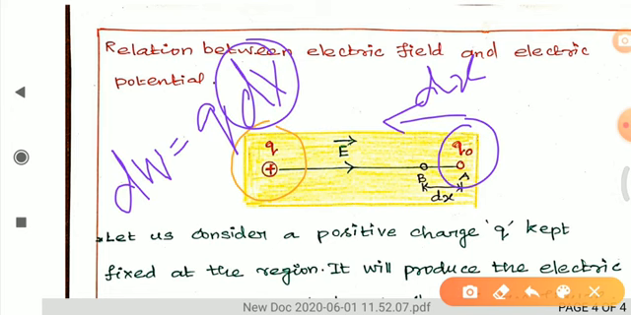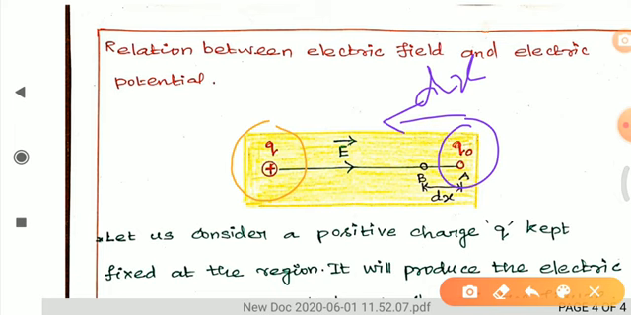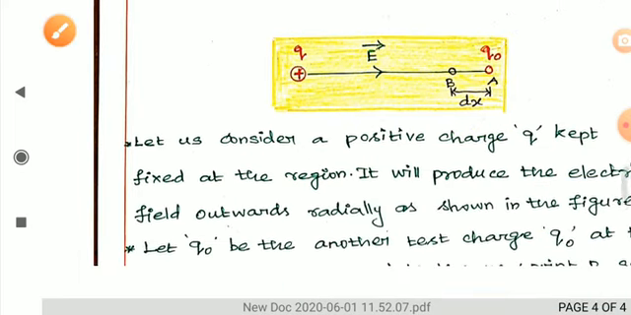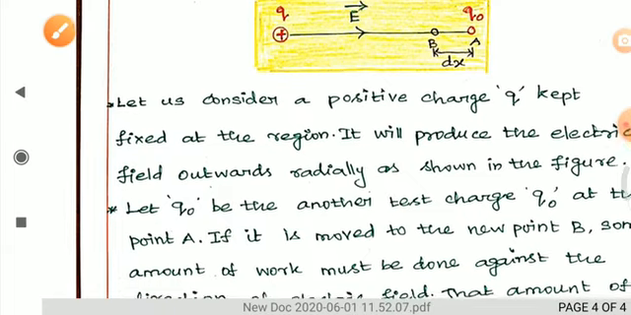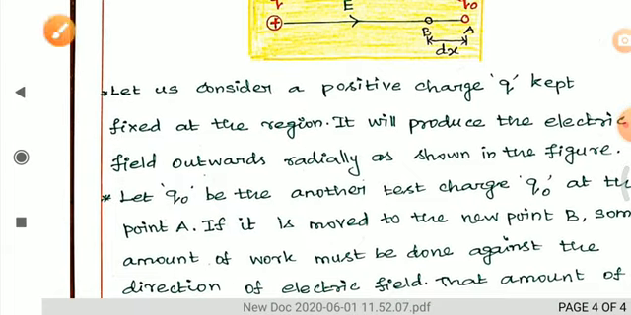Now the work done is against the direction of electric field. Why? Because the source charge forms the electric field radially outwards, but the test charge should be moved against the direction of electric field. That's why we write that the amount of work done is against the electrostatic force or electric field.